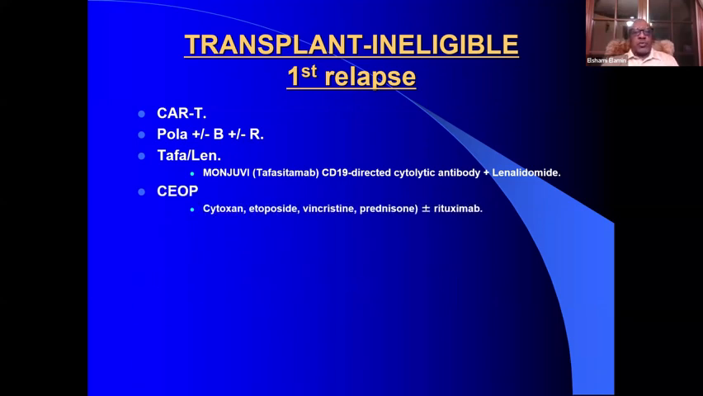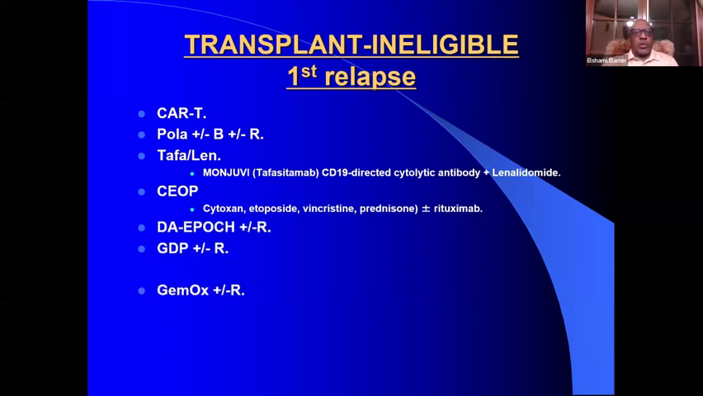So this is just a cytotoxic chemotherapy. Another regimen is EPOCH. These are just different regimens in case the patient is transplant not eligible. Really, my personal preference is Tefalin because it's a simple regimen, very effective, and some people see it as equivalent to CAR T, but not really. But it's a good option if CAR T is not available.